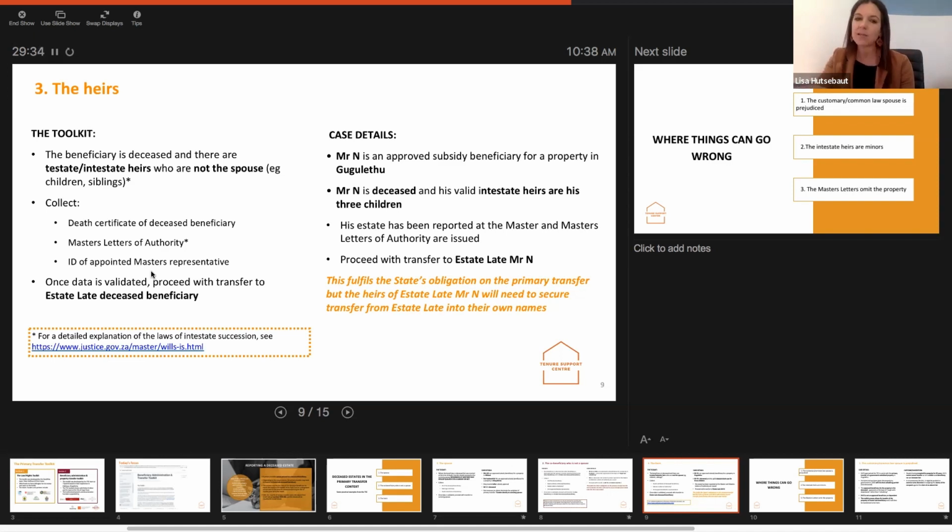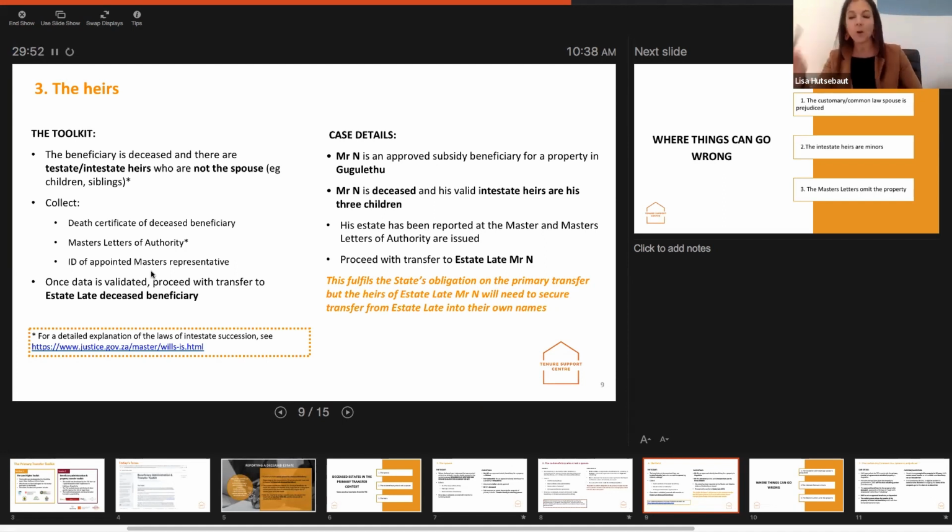And then usually at the same time, a burial order will be issued to say that this person is in fact deceased and you can proceed to bury them. So those two documents, as long as the person has those two documents, they can then still go and report that person as deceased at Home Affairs.